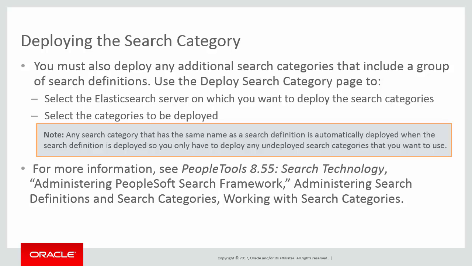You must also deploy any additional search categories that include a group of search definitions. Use the Deploy Search Category page to select the Elasticsearch server on which you want to deploy the search categories and the categories to be deployed. Note that any search category that has the same name as a search definition is automatically deployed when the search definition is deployed, so you only have to deploy any undeployed search categories that you want to use. For more information, see PeopleTools 8.55 Search Technology, Administering PeopleSoft Search Framework, Administering Search Definitions and Search Categories, Working with Search Categories.